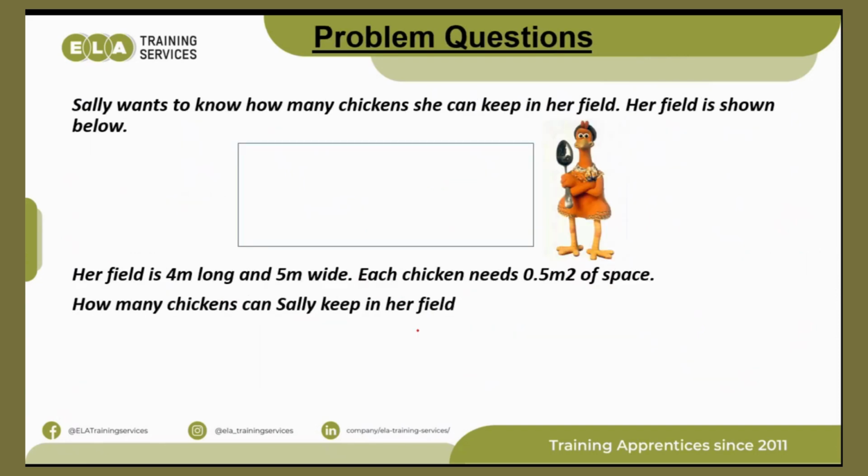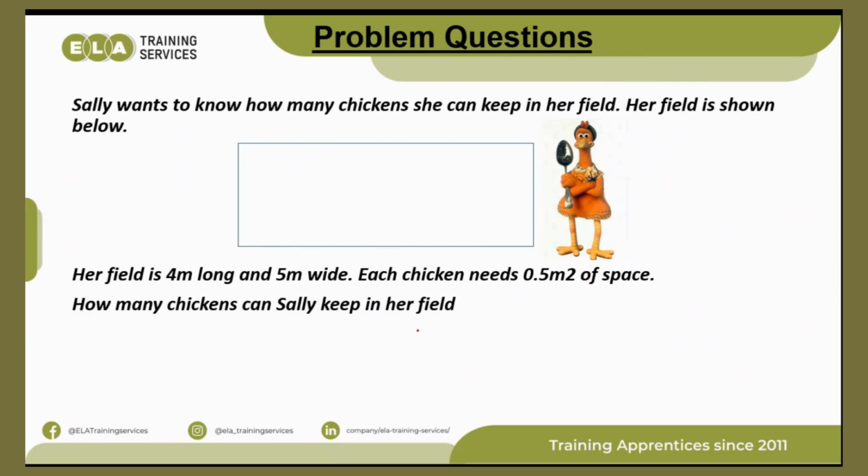Okay, let's try another one. Sally wants to know how many chickens she can keep in her field. Her field is shown below. Her field is 4 metres long and 5 metres wide, and each chicken needs 0.5 metres squared of space. How many chickens can Sally keep in her field?